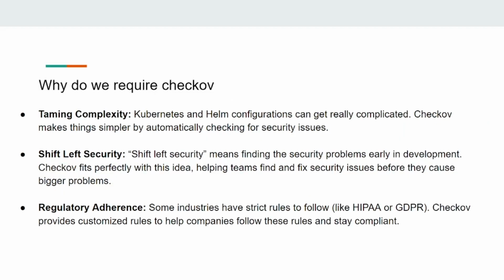I will talk more about CheckOV in the next part. So let's see why we require CheckOV. First, complexity. Kubernetes and Helm configuration can get really complicated. You have a large number of manifests, and n number of Helm charts and subcharts. If you need to change every manifest, you have to change everything. In that case, CheckOV makes checking security issues simpler, and tells your developer what to fix: this manifest requires it, default namespace is missing, RBAC is missing, like this.